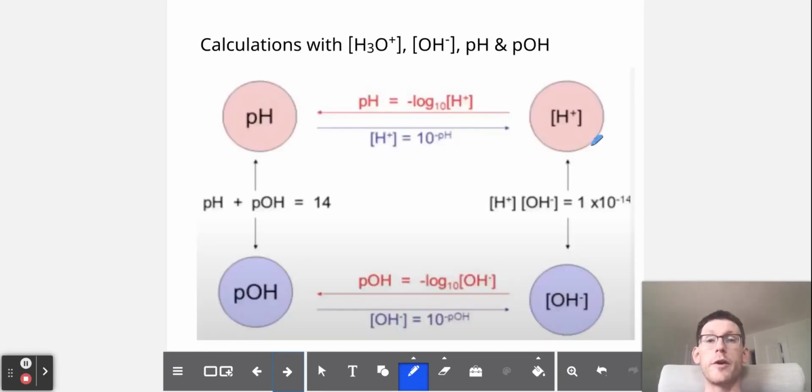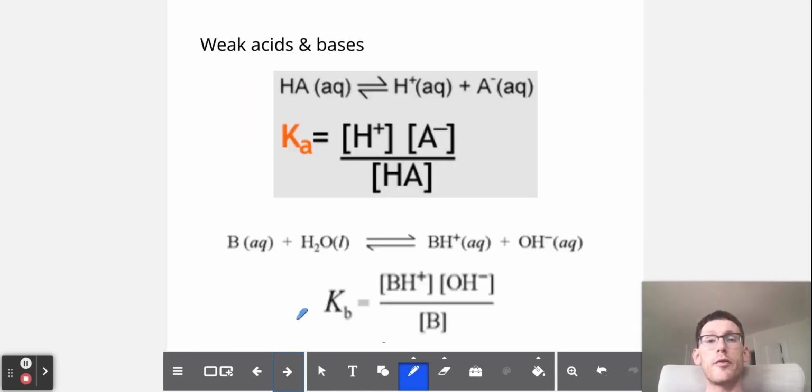To interconvert among these 4 values, you need to use this chart. I have another video in which I solve some practice problems using it. Weak acids and bases are a bit more complicated.